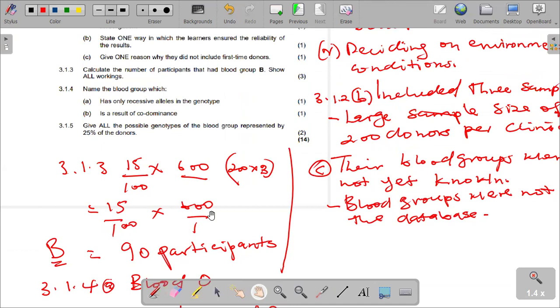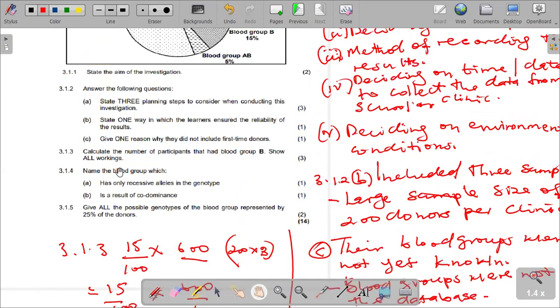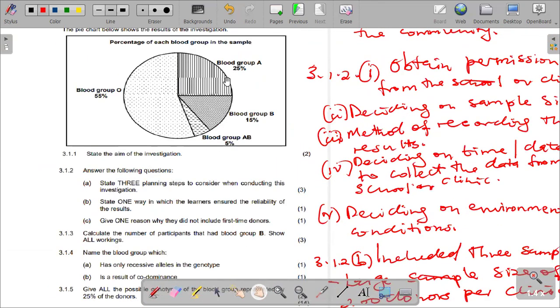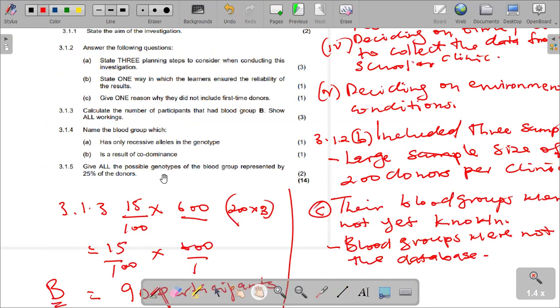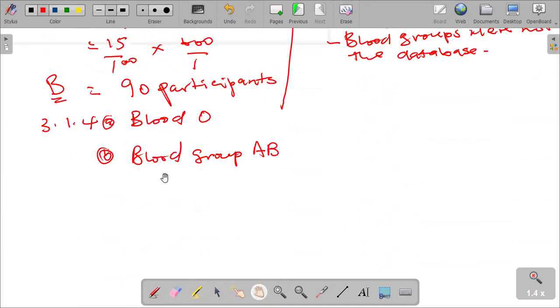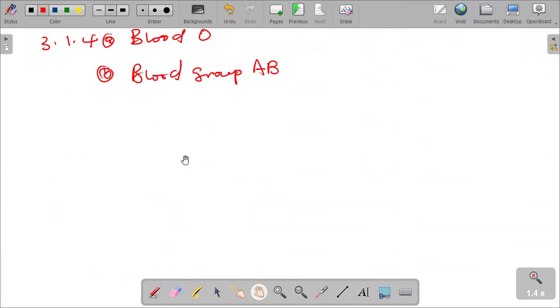And lastly, give all the possible genotypes of the blood group represented by 25% of the donors. 25% of the donors is blood group A. Question 3.1.5: blood type A. It can be blood type A homozygous, or it can be A heterozygous.